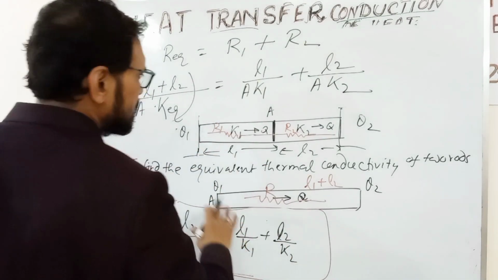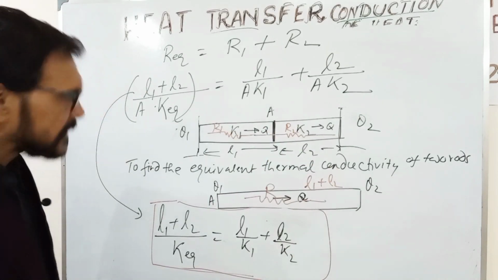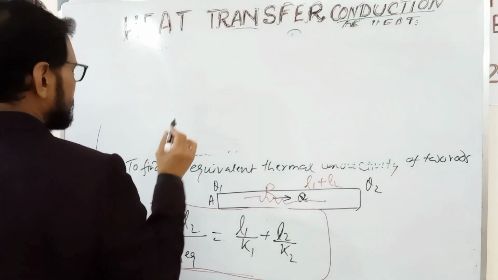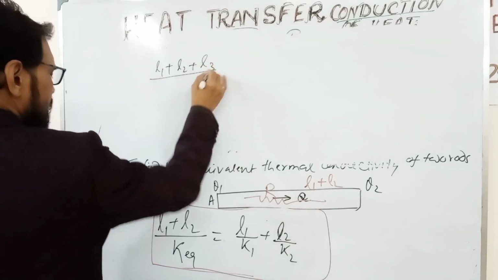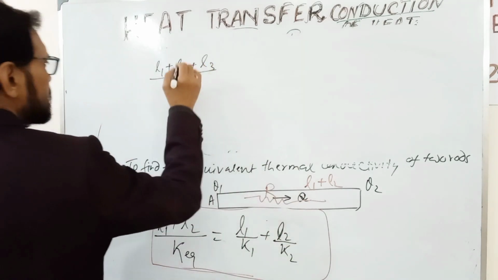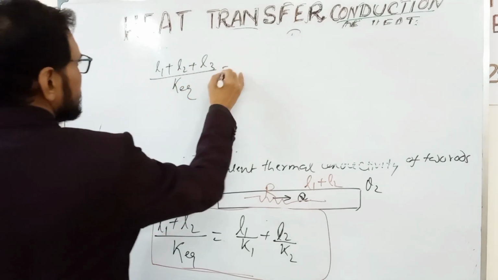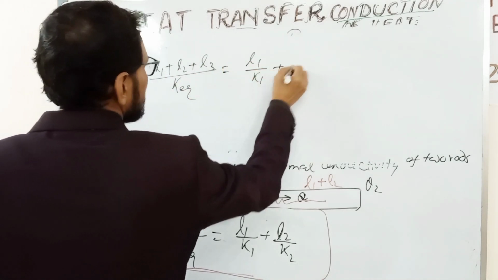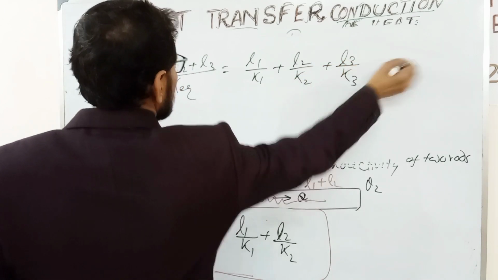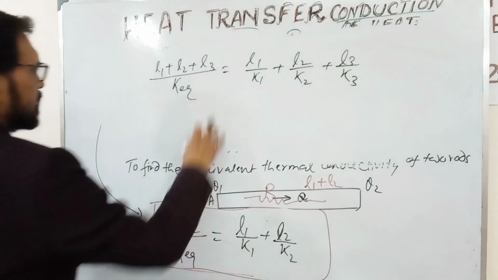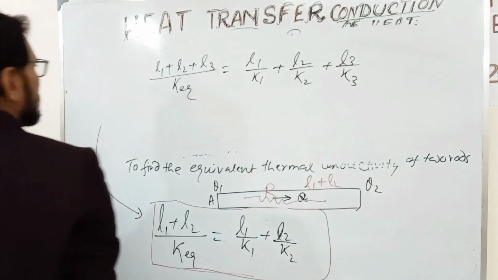Now if three or four rods are connected, if three rods are connected of lengths L1, L2, L3 and thermal conductivities K1, K2, K3, then we write it this way, and so on for four rods.